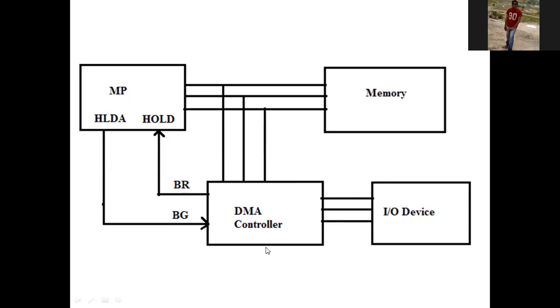Are you clear so far? Yes, sir. In the block diagram of the DMA controller, the technical terms are hold and hold acknowledgement. Hold is equivalent to bus request and hold acknowledgement is equivalent to bus grant. Acknowledgement means you are telling, okay, you take it. So that is an acknowledgement. You have to remember this.